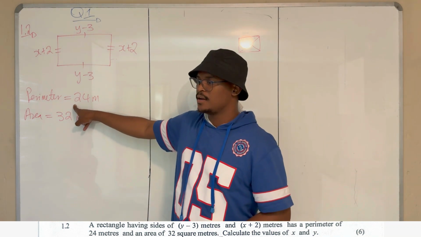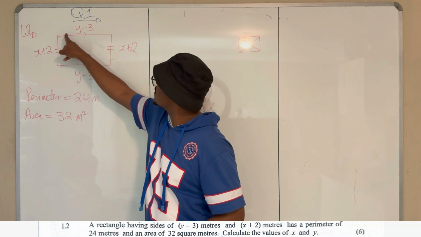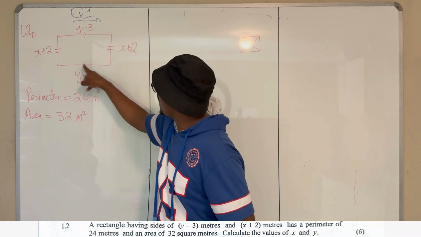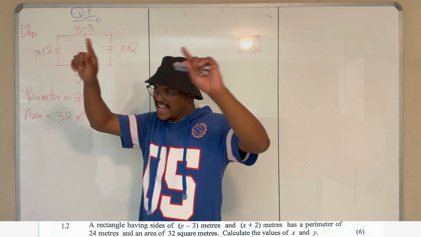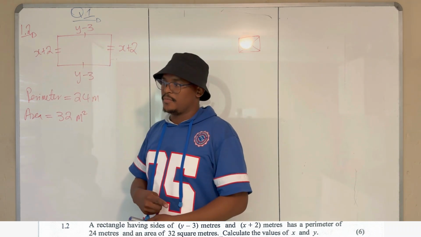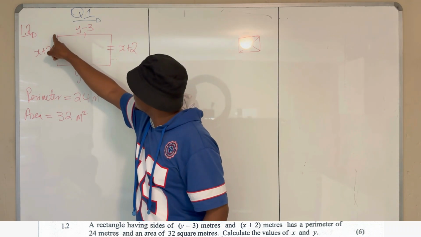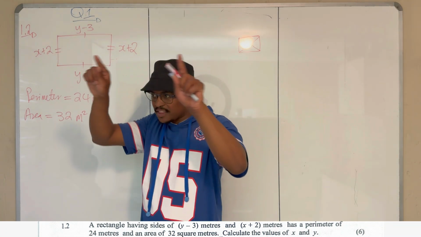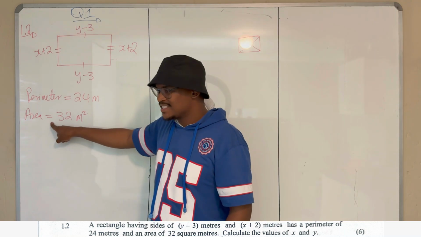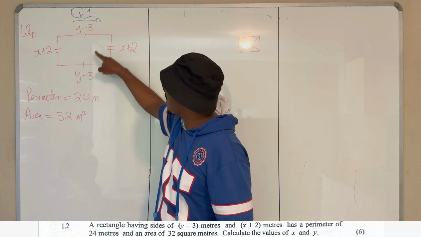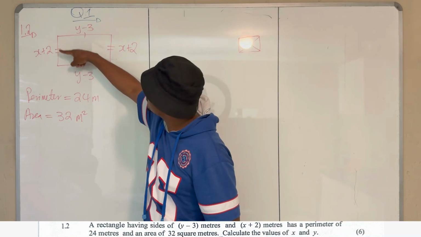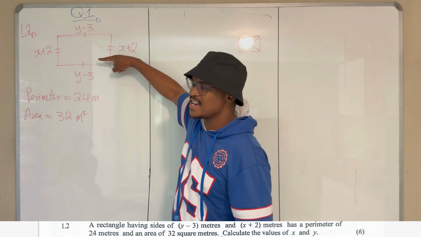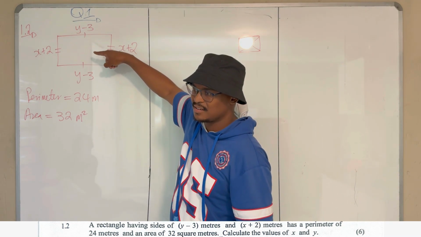So what is the perimeter? The perimeter is the total length of these sides, which is the total length of the boundary of that rectangle, the entire length of the boundary. Which means if you add this side, this side, this side, and that side, you get the perimeter. Now, what is the area? Area is the total space that is covered by this rectangle, the total flat surface that is occupied or used by this rectangle.